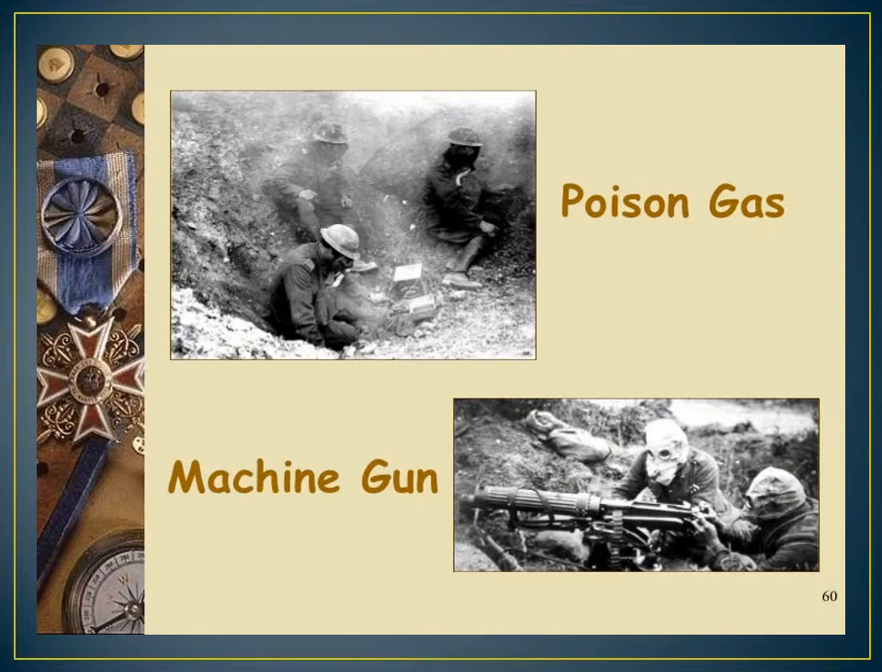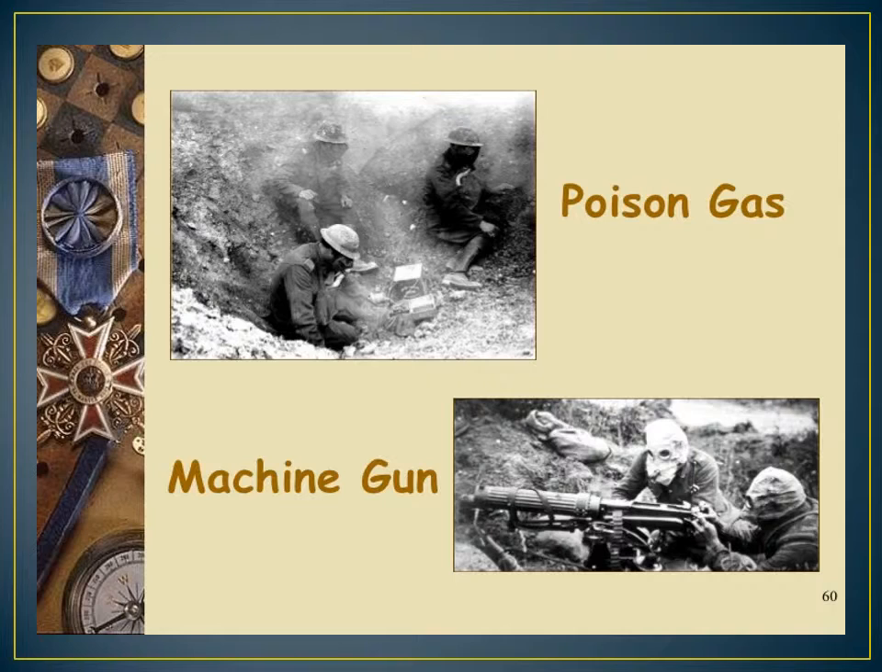Poison gas, first time used in World War I, and that led to the use of gas masks. You can see in the lower picture there, men wearing the gas masks. But the problem with poison gas is if the wind shifts, then if you attack your enemy with the poison gas and the direction of the wind changes, it can blow back on you. So it was always a dangerous thing to use the poison gas, but it was really effective.